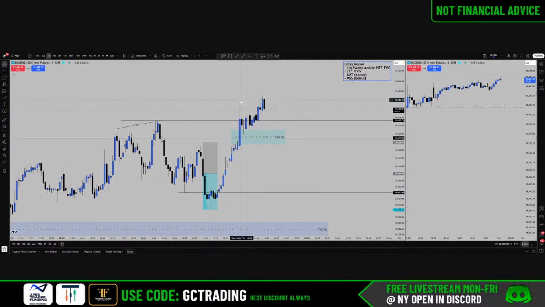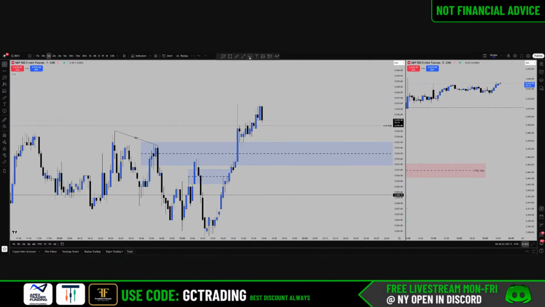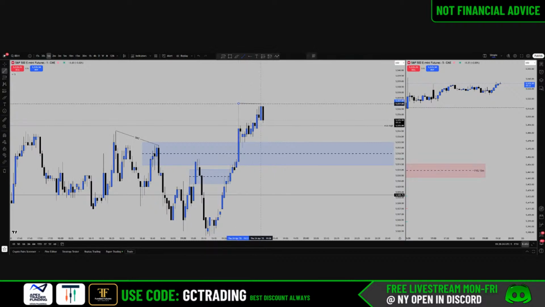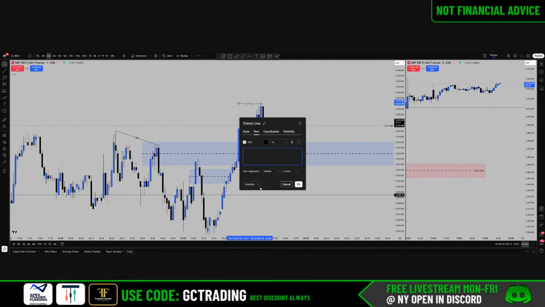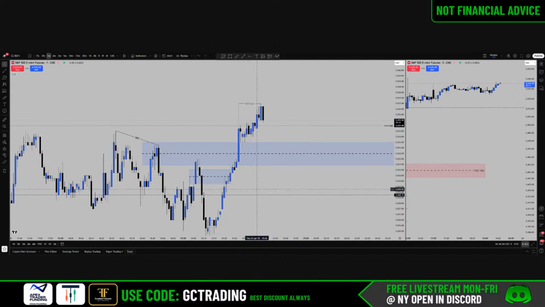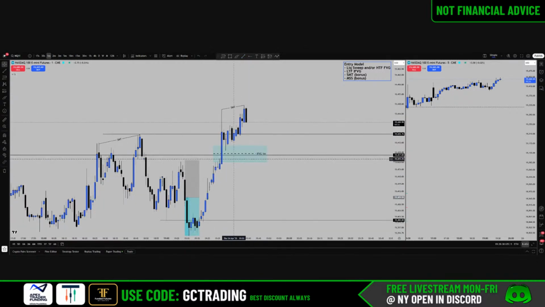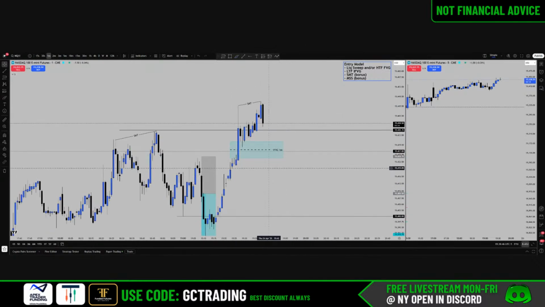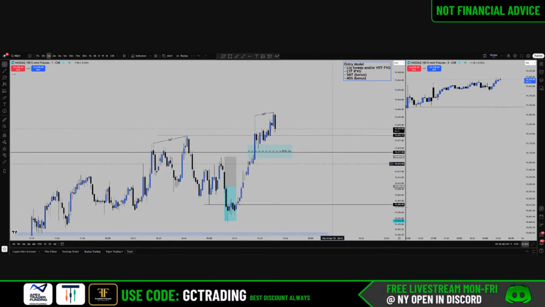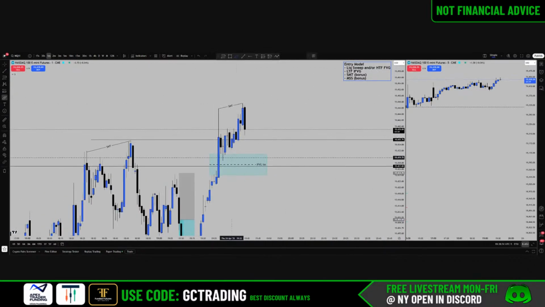So NQ took out that high right there. Did ES take out that high? ES did not take out that high. So there's some SMT right there. So if price were to inverse this right here, okay, maybe you can look to get short there. We'll see. Just got to see what happens. This does look like some liquidity right here. Lots of stops getting built up. So we'll see what happens here.